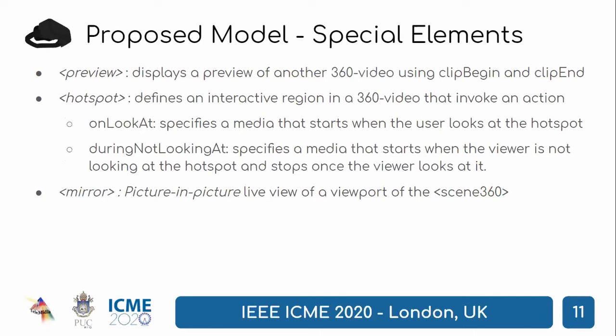Hotspot is used to define an interactive region in space in a 360 video, and it has two special attributes. OnLookAt defines an element that begins once the user looks at the hotspot, and duringNotLookingAt defines a media object that starts when the user is not looking at the hotspot and stops when it's looked at again. And Mirror defines a picture-in-picture live view of a viewport of the Center60.